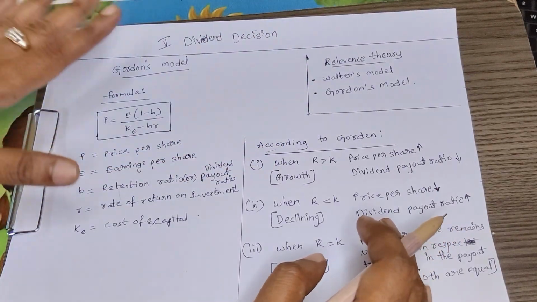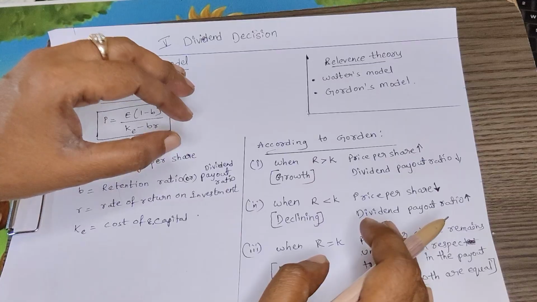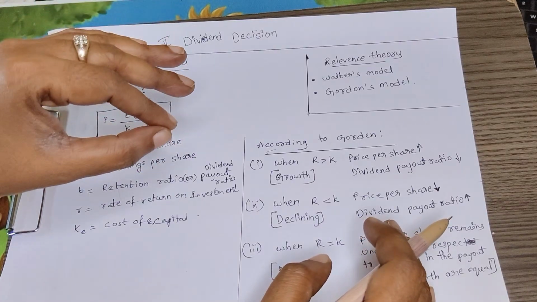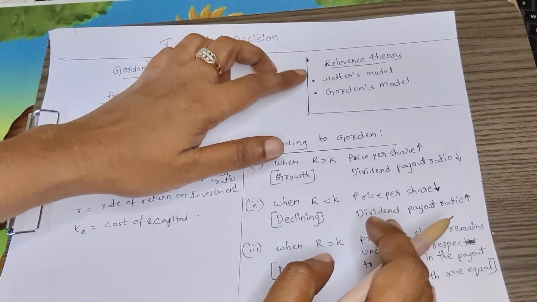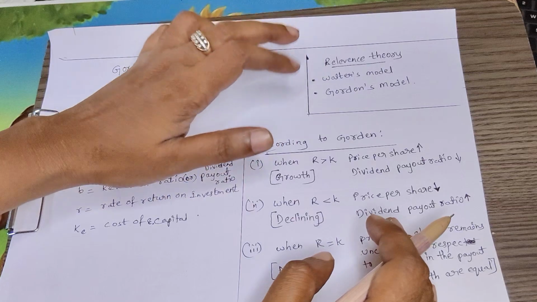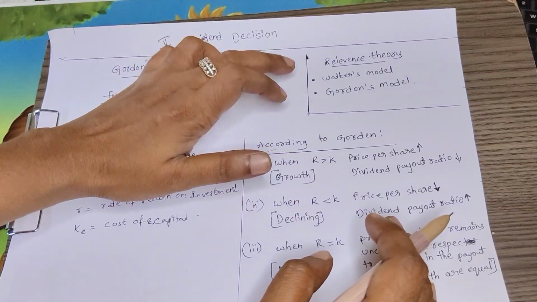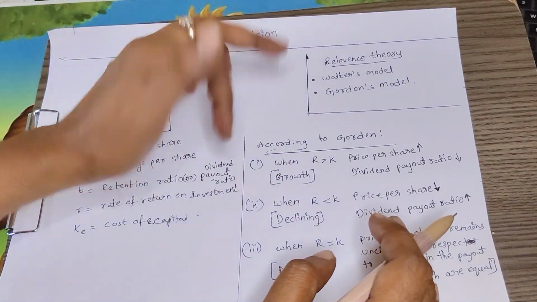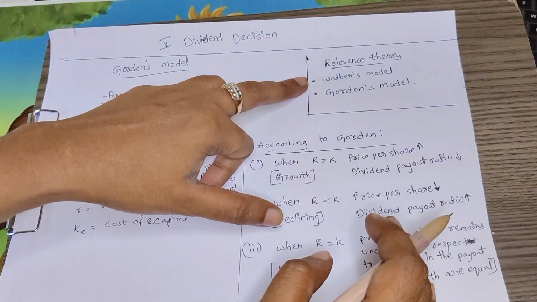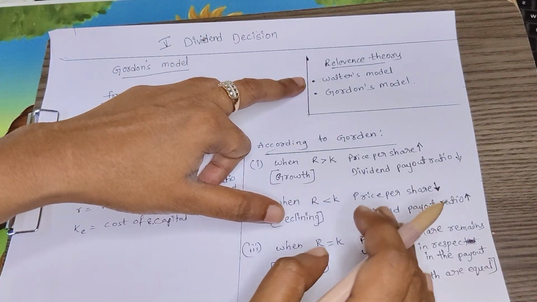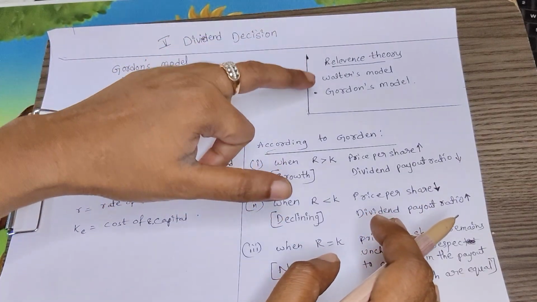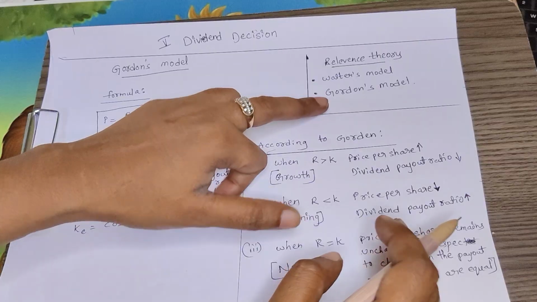We have two types of theories in dividend decisions: relevance theory and irrelevance theory. From relevance theory we have Walter's model and Gordon's model. From these two topics you will get one question in the final exams. I already uploaded Walter's model on our channel, which is given in the description box. And today's class is Gordon's model.